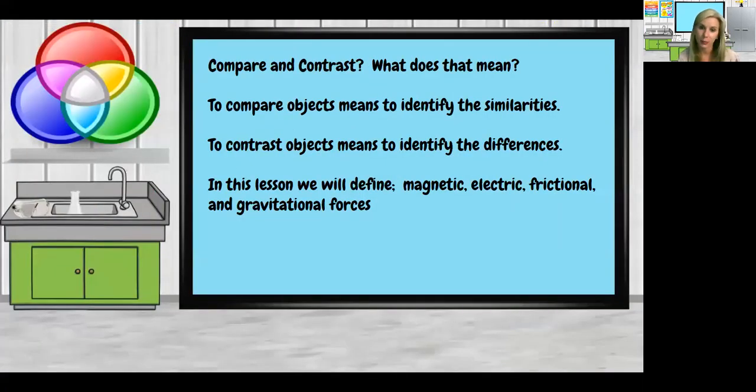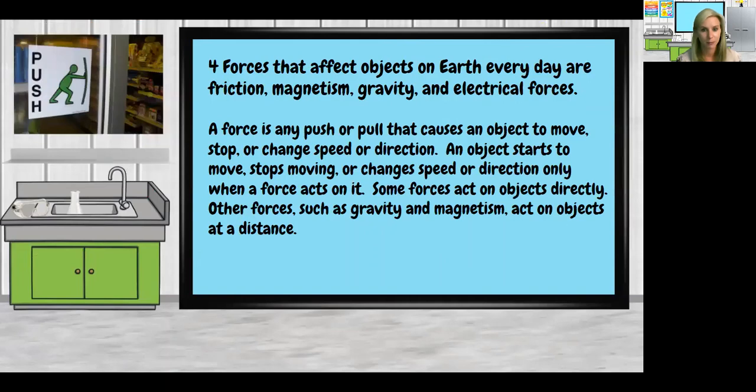So what does it mean to compare and contrast? Well, to compare objects means to talk about their similarities. To contrast objects means to identify the differences. And in this lesson, we're going to define the four forces that we're talking about: magnetic, electric, frictional, and gravitational forces. And then at the end, I'm going to share a chart with you that just shows you a few basic differences and similarities between them.